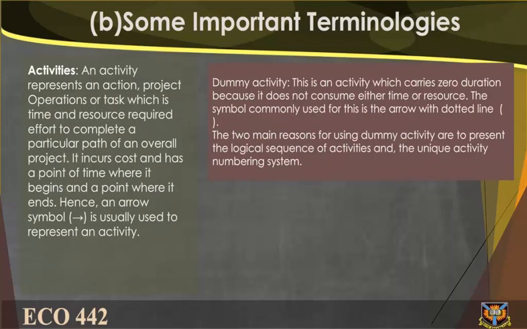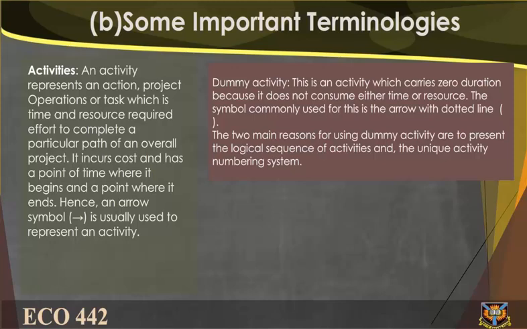B. Some important terminologies. Activities. An activity represents an action, project operation, or task, which is a time and resource-requiring effort to complete a particular part of an overall project. It incurs cost and has a point of time where it begins and a point where it ends. Hence, an arrow symbol is usually used to represent an activity.